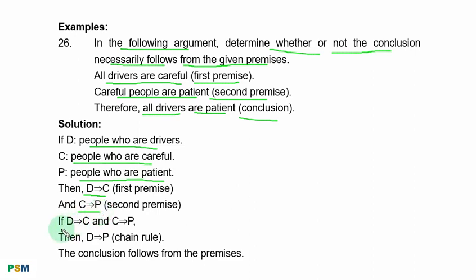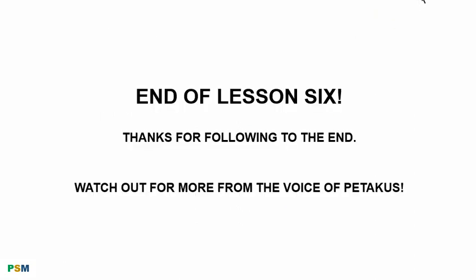If D implies C and C implies P, therefore, D implies P. In other words, all drivers are patient. This is the chain rule. The conclusion follows from the premises. End of lesson 6.